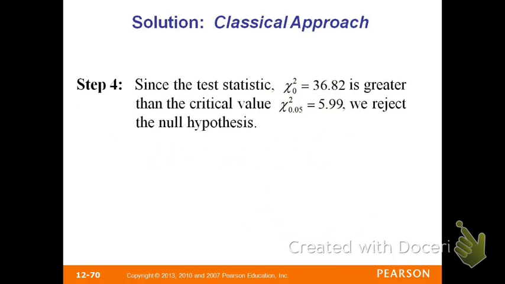Again, the old-fashioned way of doing things was to compare your test statistic to some critical value of chi-square with regard to alpha. Our test statistic was 36 point some. The critical value was 5.99. We reject the null. Again, that's the old-fashioned way of doing it. Now let's take the p-value approach and actually run this on the TI, which is what you were all waiting for, I'm sure.